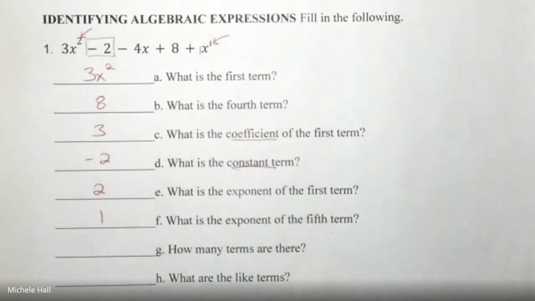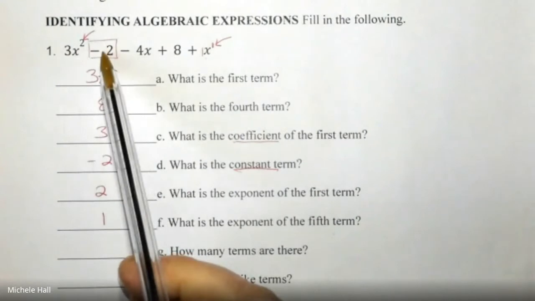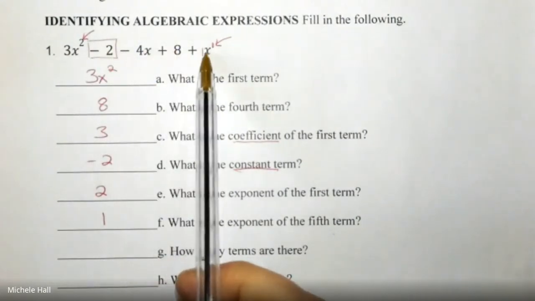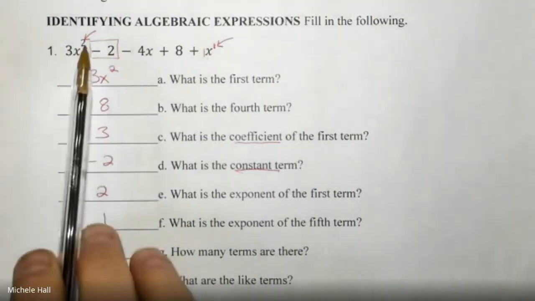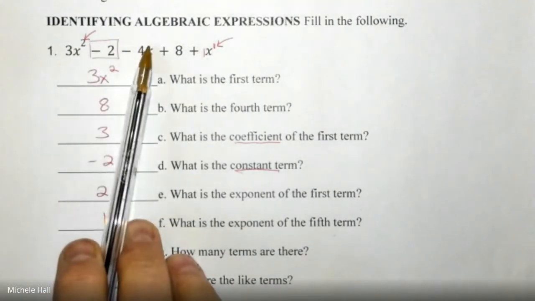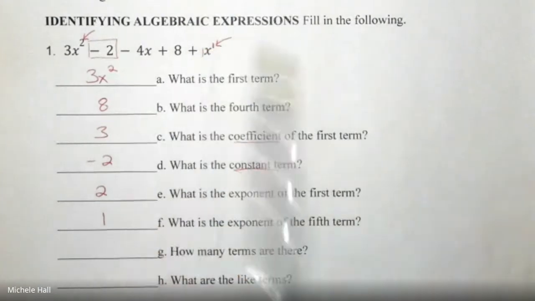How many terms are there? 1, 2, 3, 4, 5. We know that terms are separated by plus and minus signs. So there's 1 term, 2, 3, 4, 5 terms.